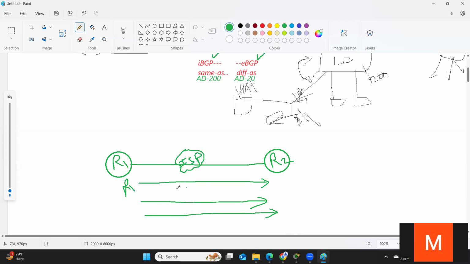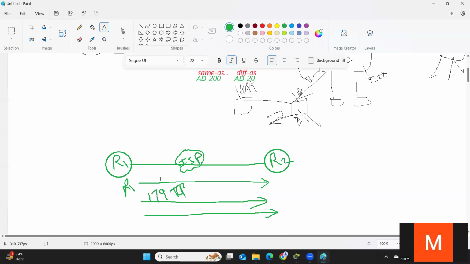This is a TCP based routing protocol. That is the reason for a TCP reliable connection, it uses TCP port number 179. And statically we configure it. I'll show you in the lab, but with one neighbor command, we say, hey, your neighbor is 2.2.2.2, and the remote AS is, say, 200.